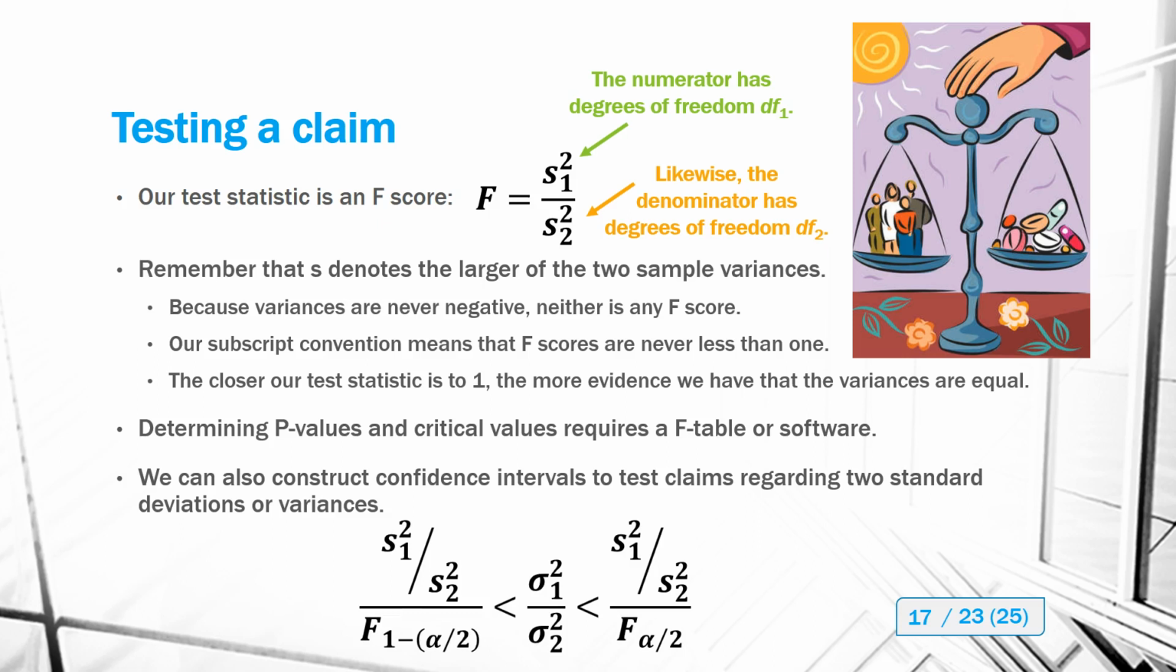So here's the general form for our confidence interval when testing a claim between 2 standard deviations or variances. This looks a lot like what we've seen before, looking at the confidence interval for standard deviation or variances. Again, because we have 2 populations, we're basing this on the F-score in the numerator and then critical values from the F distribution in the denominator.